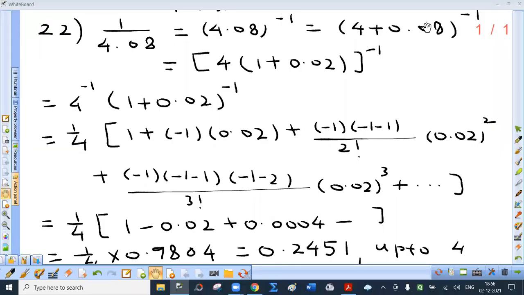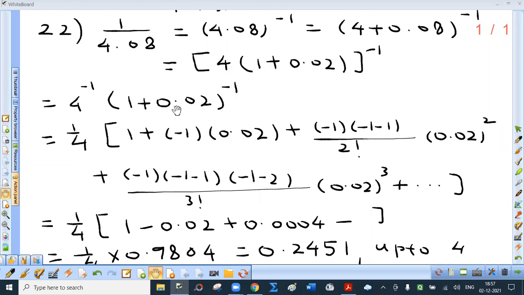22nd, find the approximate value of 1 upon 4.08 up to 4 places of decimals. Now 1 upon 4.08 means what? 4.08 raised to minus 1. That is (4 plus 0.08) raised to minus 1. Within bracket, take 4 common. So 4 raised to minus 1, that is 1 upon 4. Now this is (1 plus 0.02) raised to minus 1.